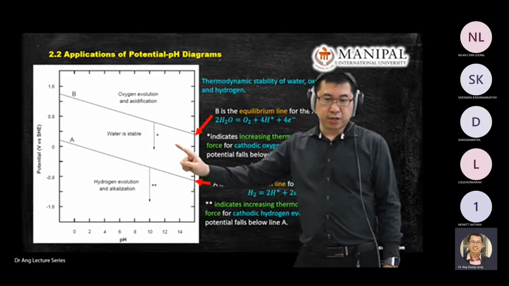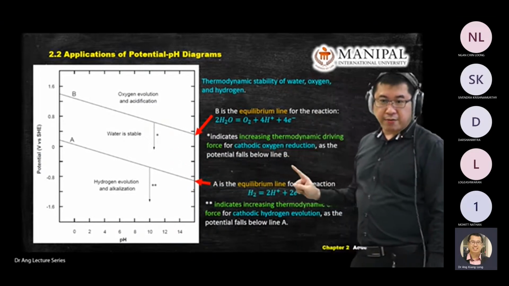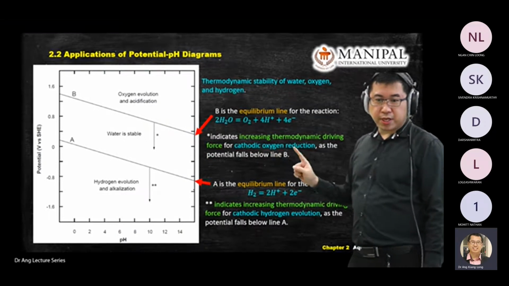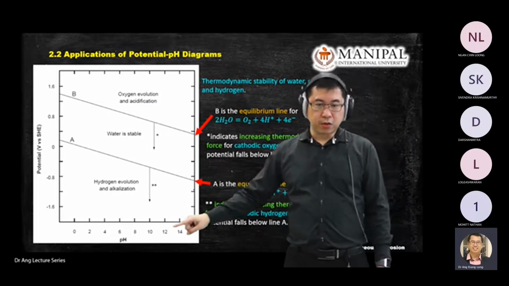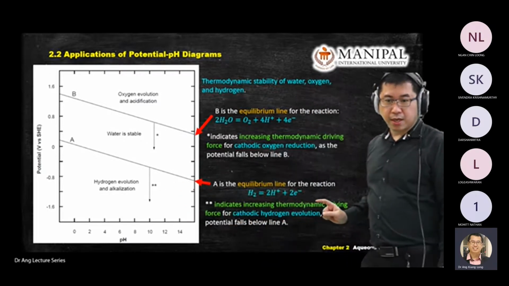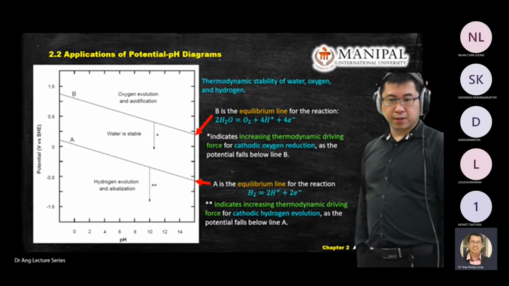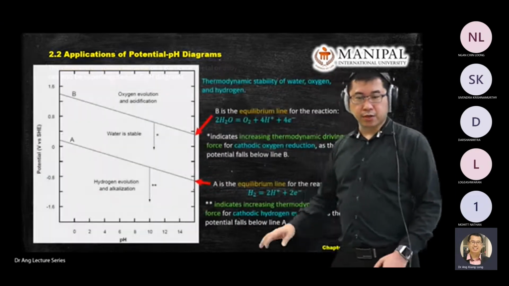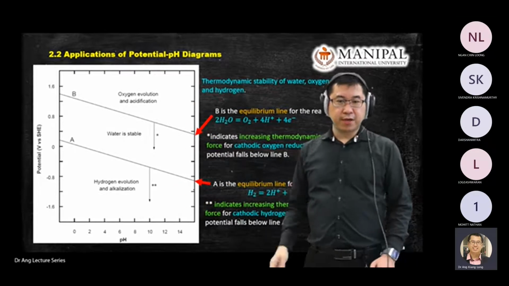However, in this region onwards, you are having an oxygen reduction process. Okay? And below this point, you are having a hydrogen evolution process. These are the fundamental information that you have.